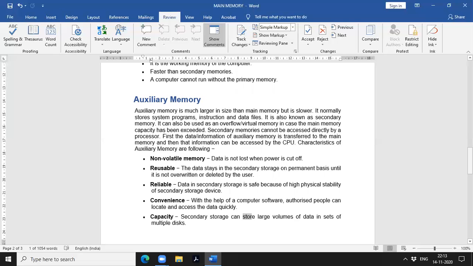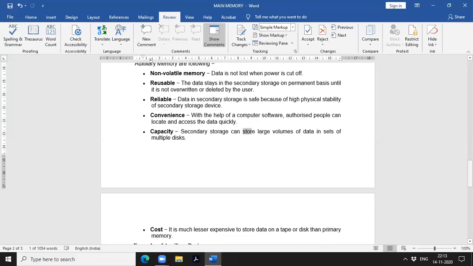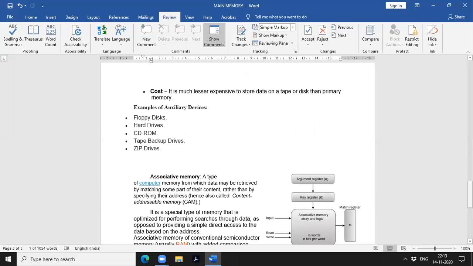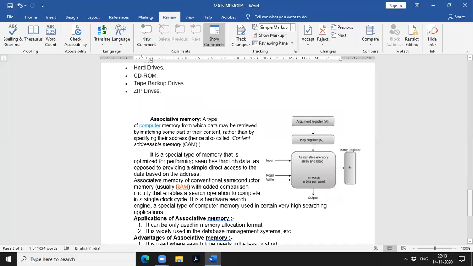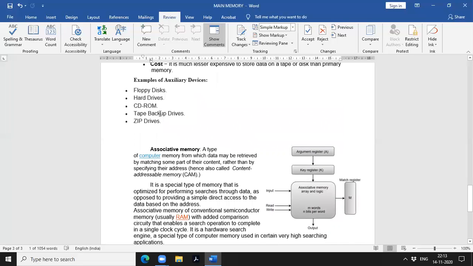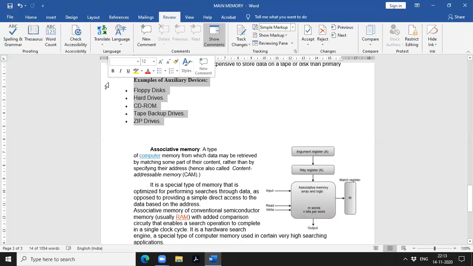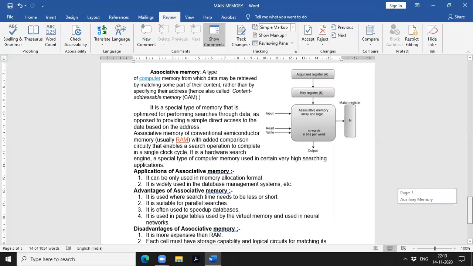Okay, right. Nowadays, new technologies of auxiliary memory are SSD, that is solid state drive. It does not require a memory disk or a platter, since it contains NAND technology, 3D NAND technology. So these are all examples of auxiliary devices, right? Floppy disk, hard drive, CD-ROM, tape, backup drives, and zip drives are the best examples of auxiliary devices. Okay.